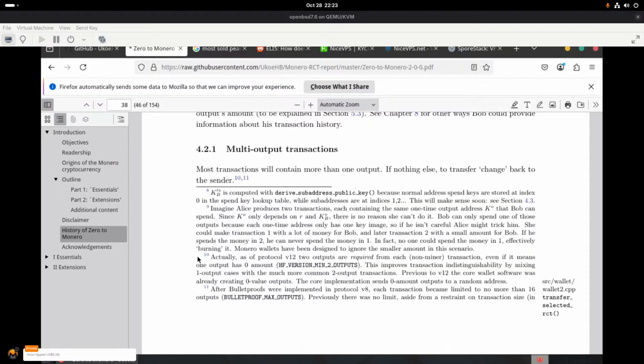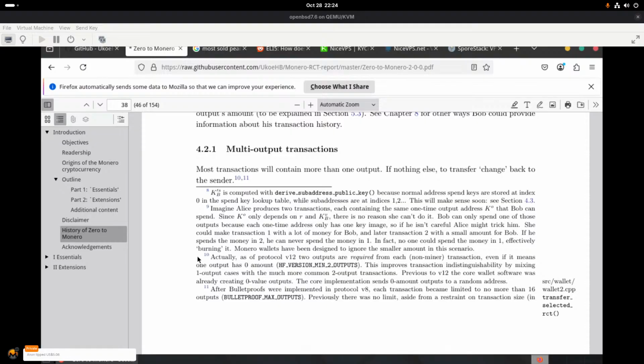If he isn't careful, Alice might trick him. She could make transaction 1 with a lot of money for Bob, and later transaction 2 with a small amount for Bob. If he spends the money in 2, he can never spend that money in 1. In fact, no one can spend that money in 1, effectively burning it. Monero wallets have been designed to ignore the smaller amount in this scenario.